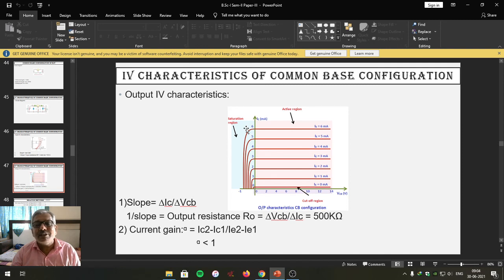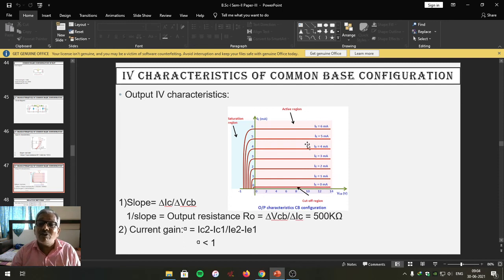Student friends, please remember that when BJT is going to be used as a switch, either it is going to be working in cutoff region or it is going to work in the saturation region. But when BJT is going to work as an amplifier, it has to be made to work in the active region.